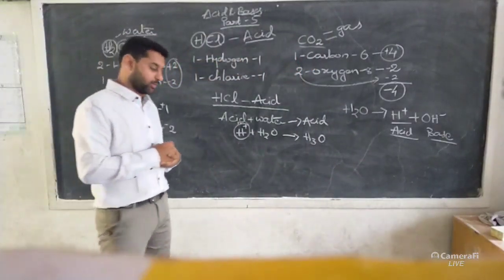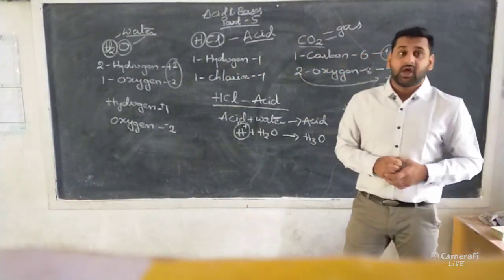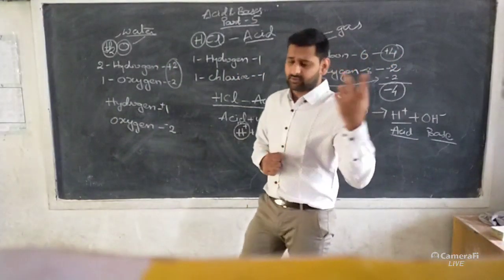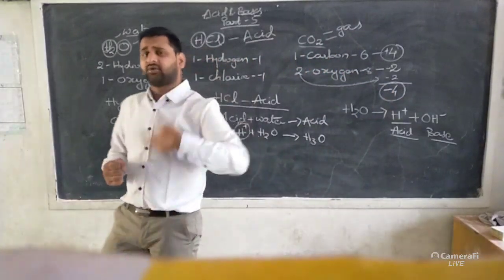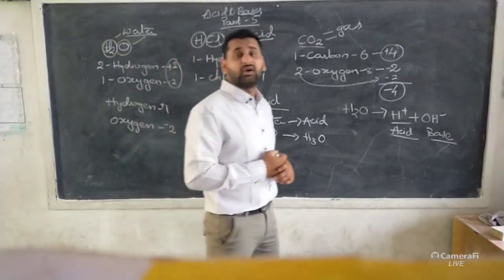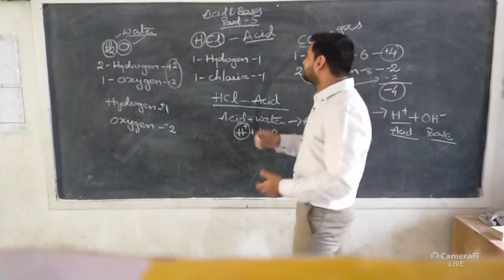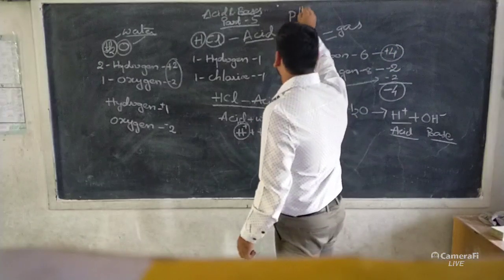The most important question that comes is: how can we find an acid? How can we find a base? If you have any doubt, just go back to part 2. There you will learn that acids are given using a scale. That is nothing but what we call pH.